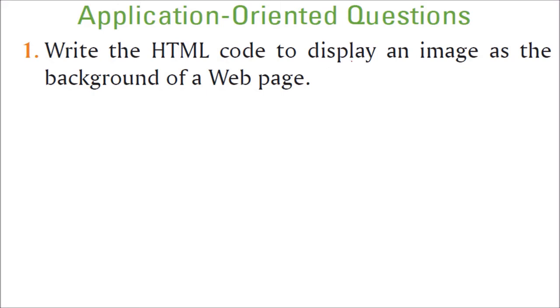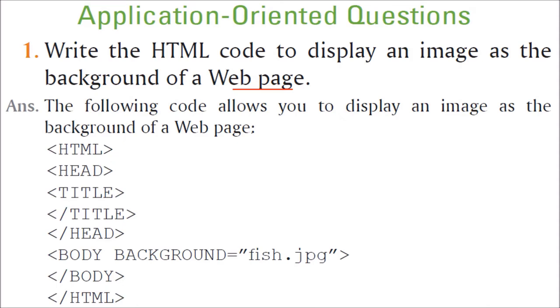Application oriented questions and code examples of HTML. First is: write the HTML code to display an image as the background of a web page. When you want to show an image as the background of a web page, you have to use the body tag. In all the questions we are going to see, we may skip this part: under HTML you have head and title. This is just for the sake of completion. Until and unless the question is related to head or title, you may skip this.